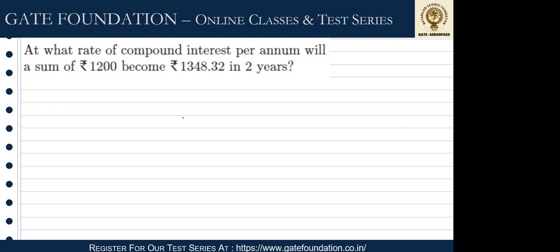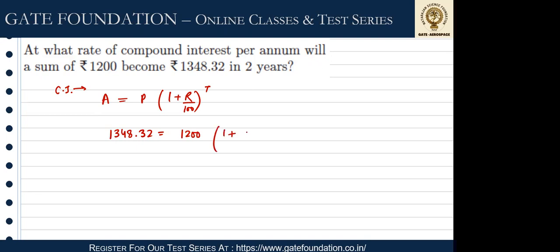Okay, let's try to see what will be the answer. You are supposed to find out the rate. At what rate of compound interest per annum will a sum of 1200 become 1348.32 in 2 years? So compound interest का हमें formula पता था, but in case of compound interest we calculate the amount. Remember this part. So this is P times 1 plus R upon 100 raised to the power T. The amount here given is 1348.32 and principal is 1200.